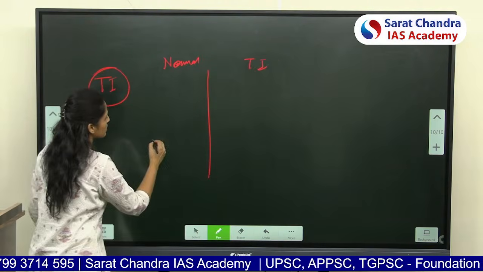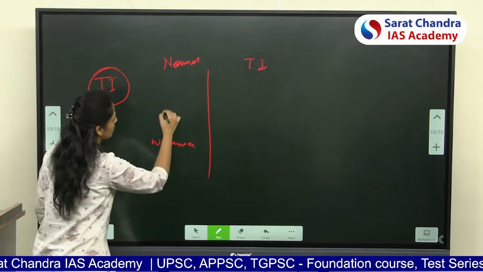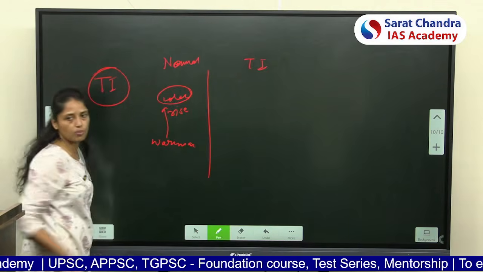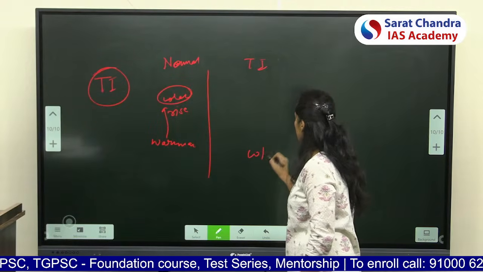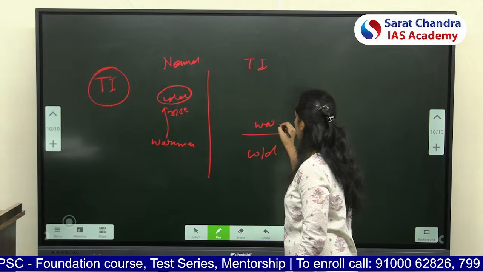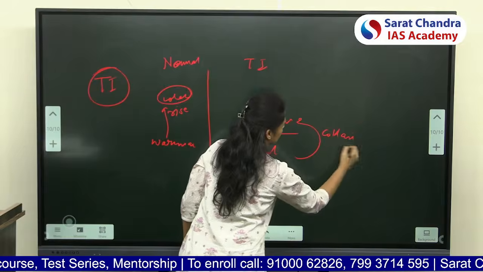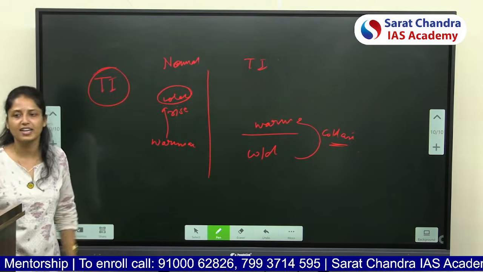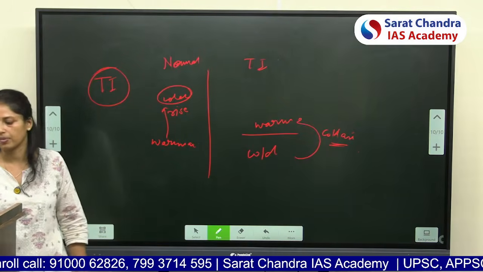So in normal conditions, what will happen? Warm air will rise, and it will become cold. This is the normal condition. In the temperature inversion condition, cold air will be present here and warm air will be present here. You can write that cold air cannot rise. This is your diagram. For temperature inversion you cannot make any detailed diagram, so this kind of flow diagram you can make.